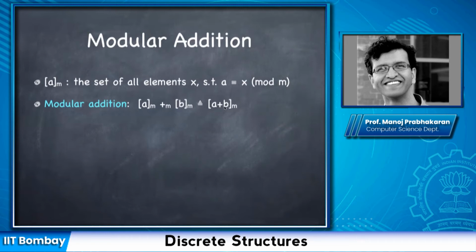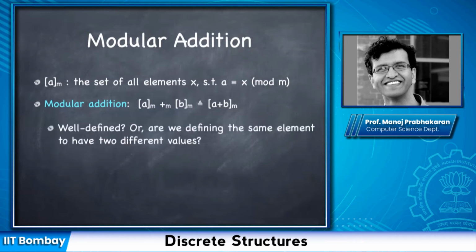But you should be a little concerned whether it's well defined, because you could have picked any of the elements in the column as its representative A, for the first column, and any element in the second column as the representative B. And when you add them, if you pick, instead of A, B, another A prime, B prime, you would get a different A prime plus B prime.